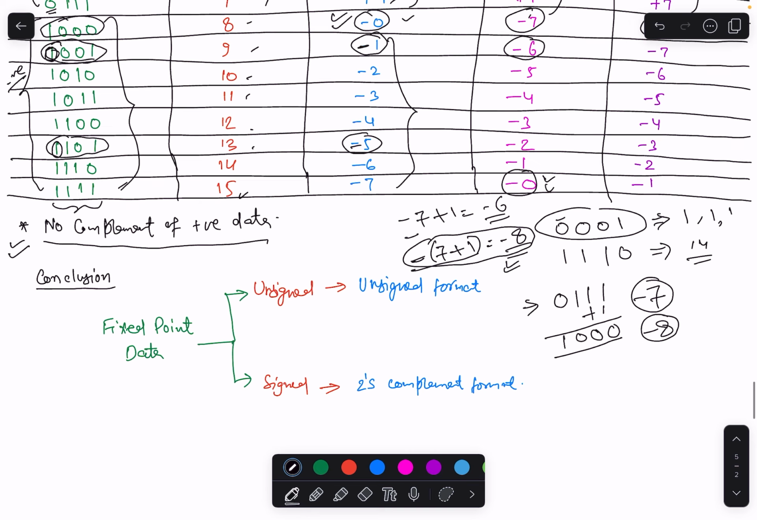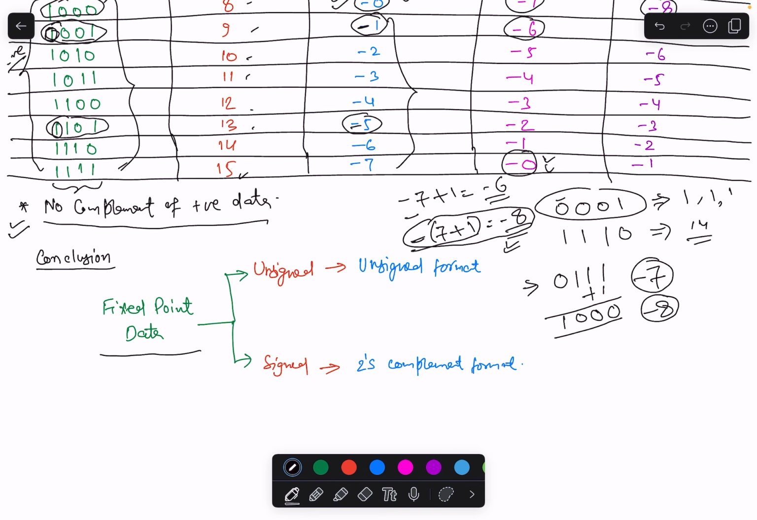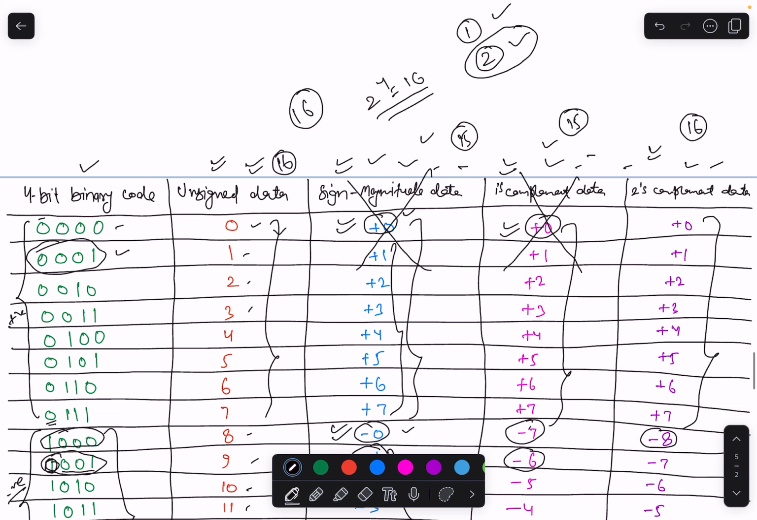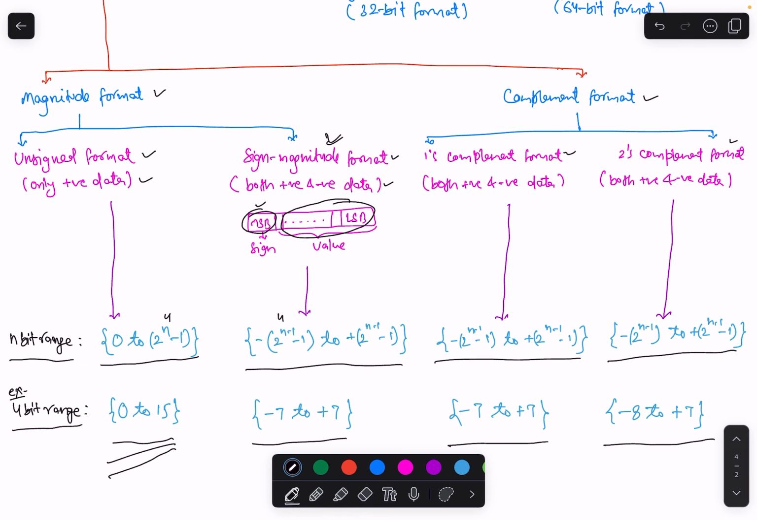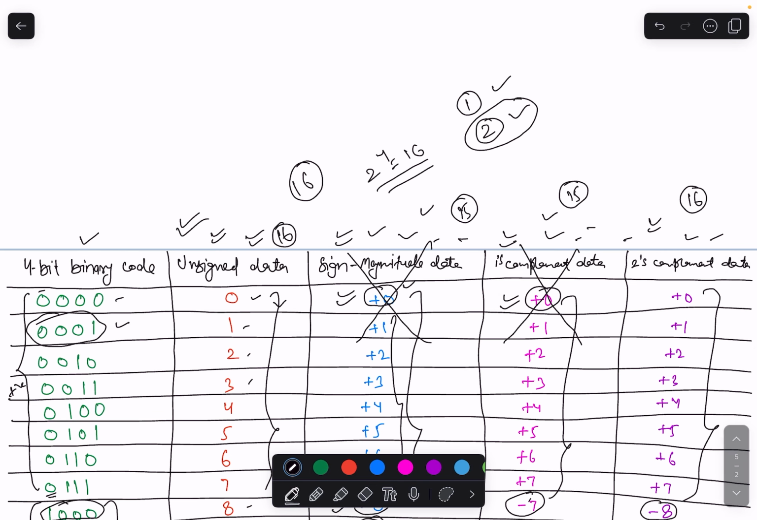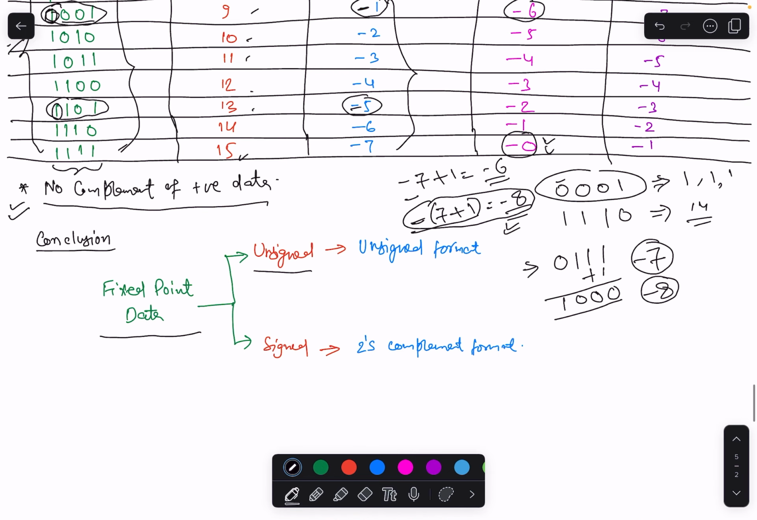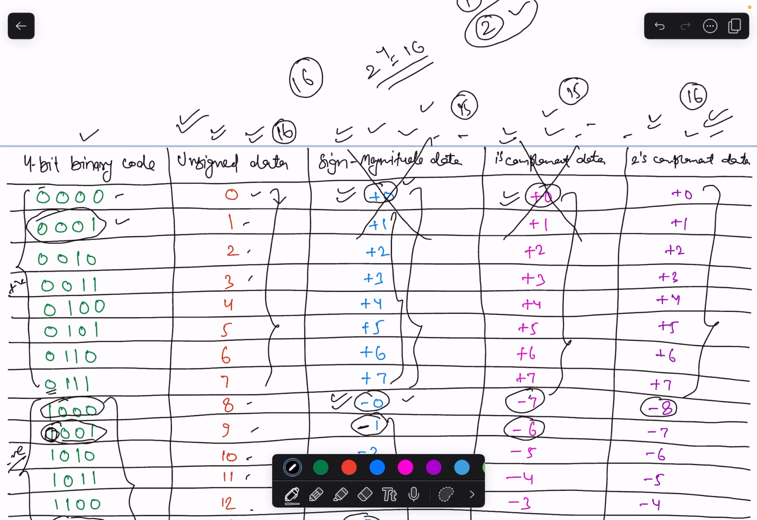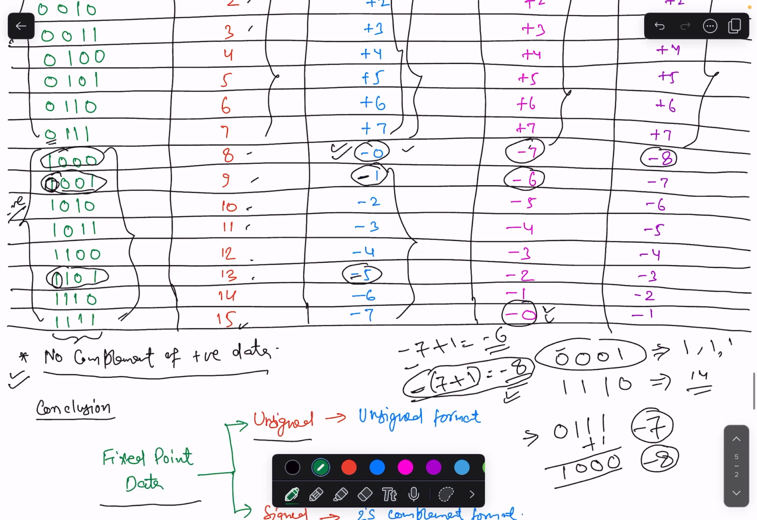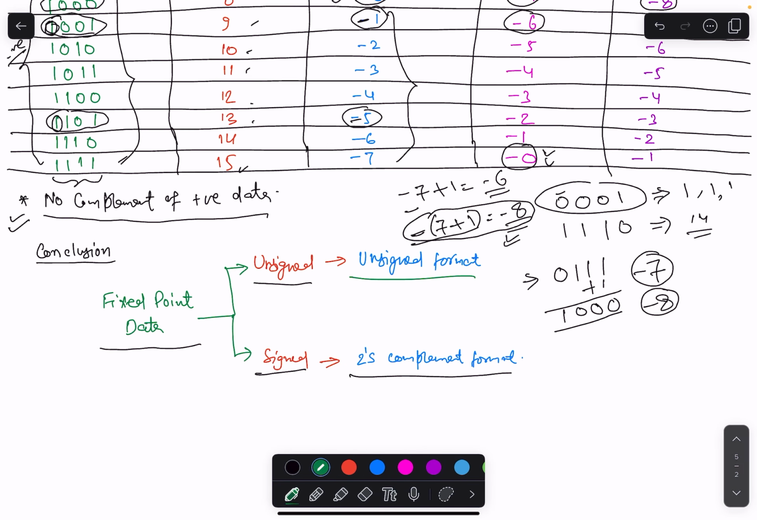So what would be the conclusion? To represent fixed point data, for unsigned data we use the unsigned data format, and for signed data, that is negative numbers, we use the two's complement format. So we use unsigned data and two's complement data, and we don't use sign magnitude and ones complement data. This is for the fixed point data. In the upcoming videos, we will talk in detail about the unsigned format and two's complement format.